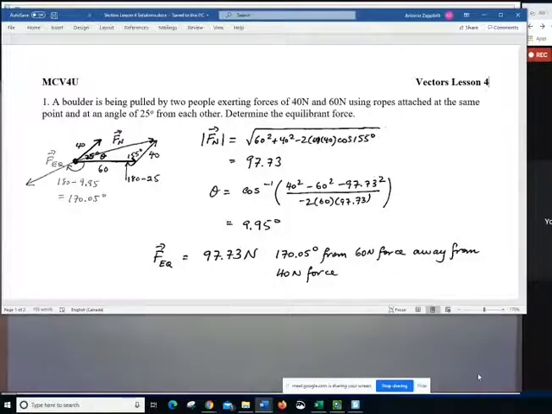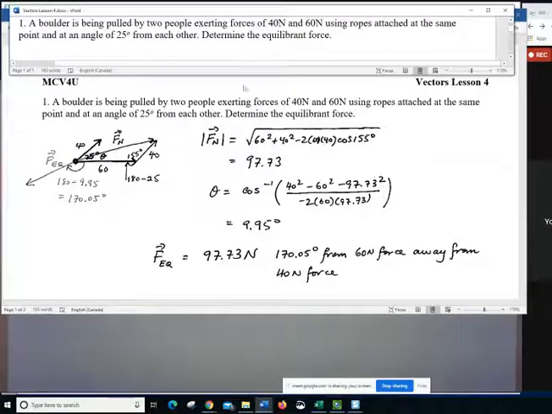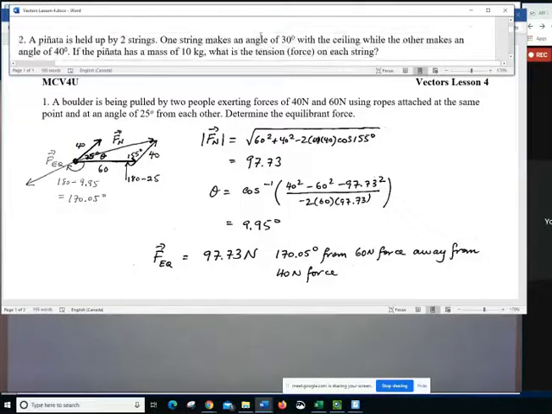Okay. So let's take a look at the next question. Okay. And this looks a lot like the one we talked about earlier. So you have a piñata held up by two strings. One string makes an angle of 30 degrees with the ceiling, the other makes an angle of 40, and they give you the mass of the piñata.